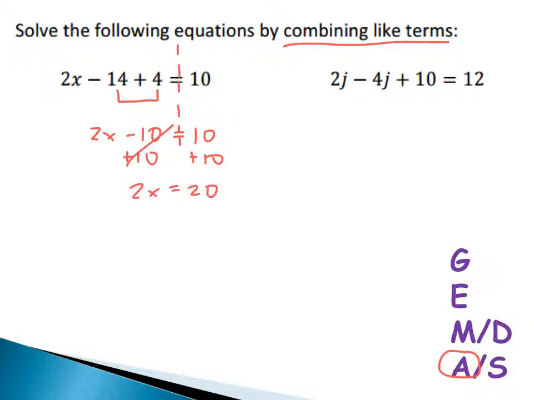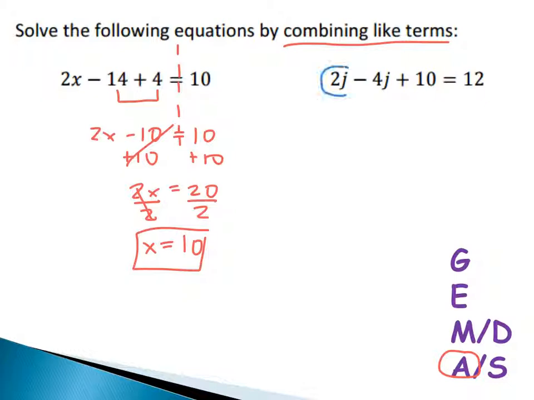And then last step here, I have 2 times x equals 20. To get rid of the 2, I'm going to divide on each side again. And x is going to equal 20 divided by 2, which is 10. So again, check to see if you can combine like terms first. Let's take a look at this next example I have now. 2j minus 4j plus 10 equals 12. Can I combine like terms?